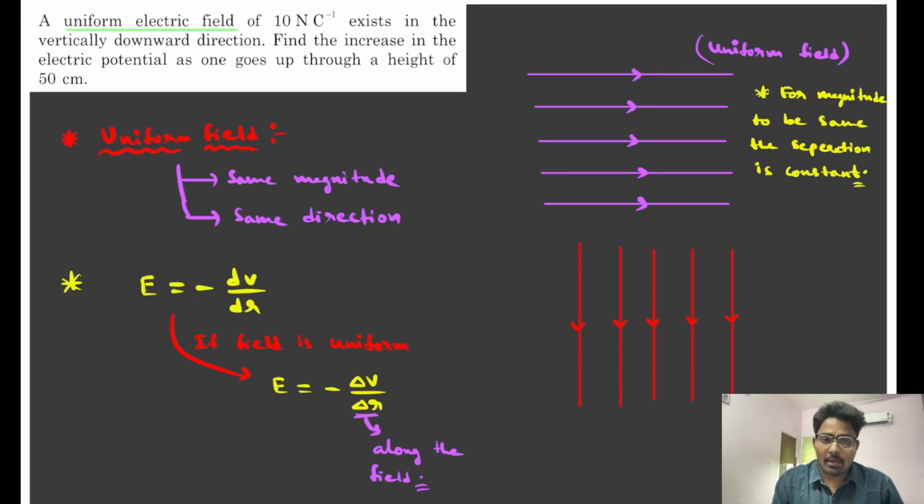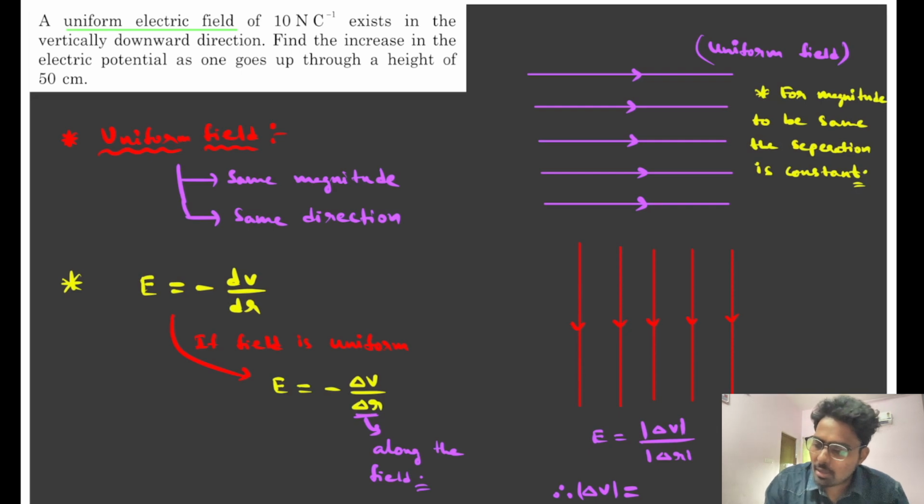So if I just want magnitude, I won't be bothering about this negative sign, because I already know that the field will flow from higher potential to lower potential. So if I just want magnitude, I'll simply take E equal to mod delta V by mod delta R. Magnitude I am writing. So from here the potential difference, delta V magnitude, is nothing but simply E multiplied by delta R.